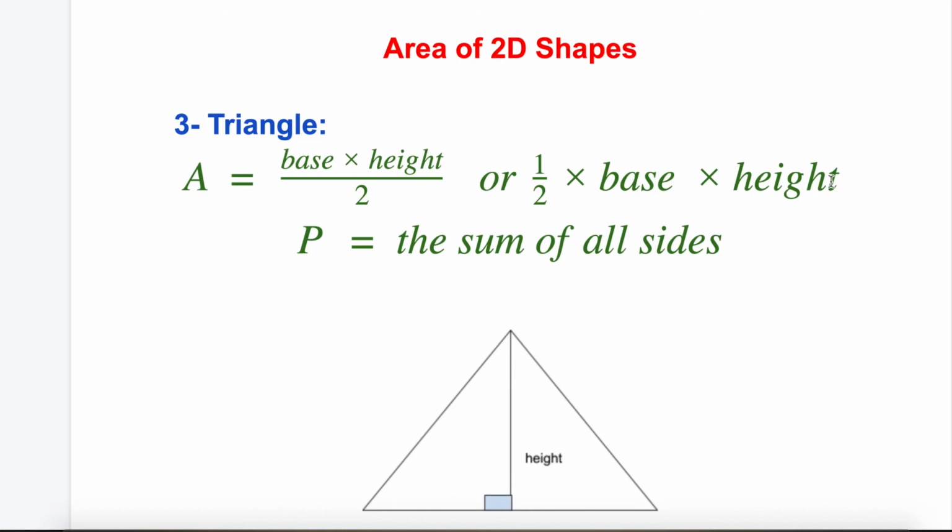It's sometimes in the middle, sometimes to the left side, sometimes to the right side, sometimes inside the triangle, sometimes outside it. So the height is the line segment between the vertex and the opposite side, but it's perpendicular to it, so the angle is 90 degrees. So the area is base times height divided by 2. You multiply the base and the height, and divide by 2. Or you write half times base times height, it's up to you. And for the perimeter, you just add all the sides around.